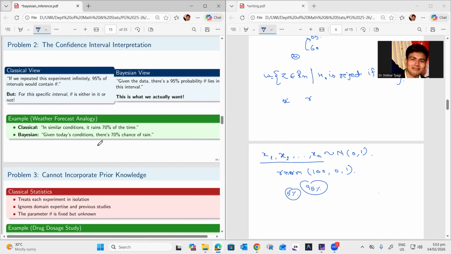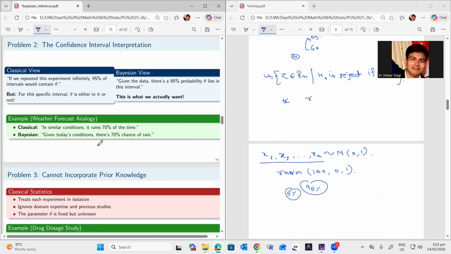The classical view says that if we repeat the experiment infinitely, 95% of the intervals would contain theta. But for the specific interval, theta is either in it or not. And the Bayesian view: for the given data, there is a 95% probability that theta will lie in the interval. Okay, that is the actual thing we want.